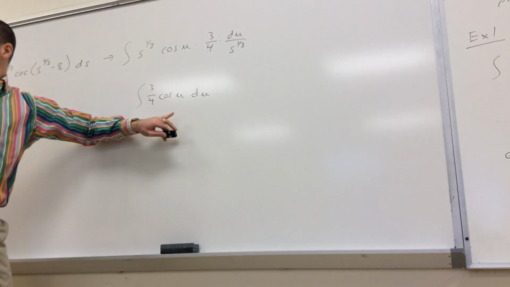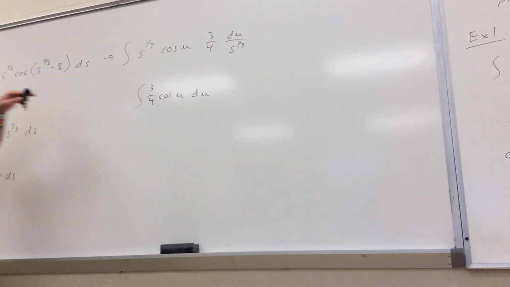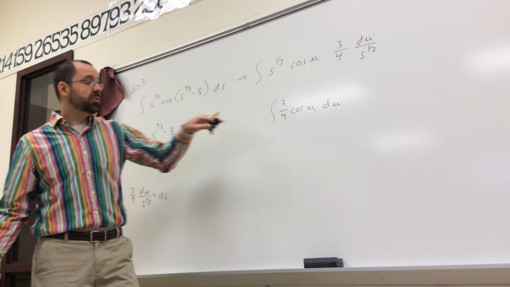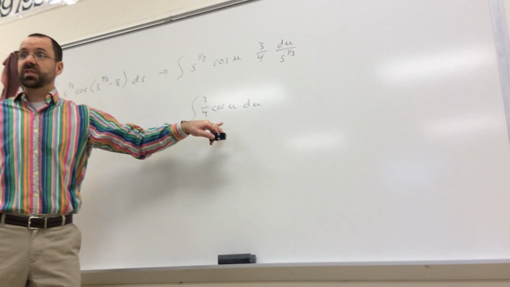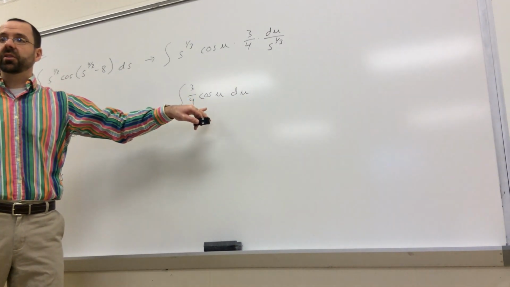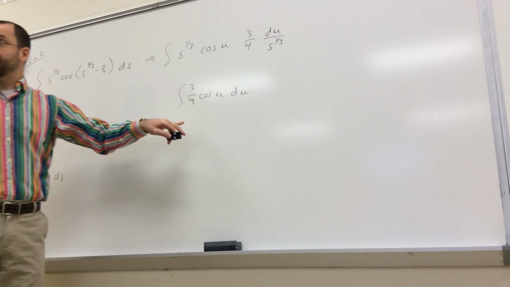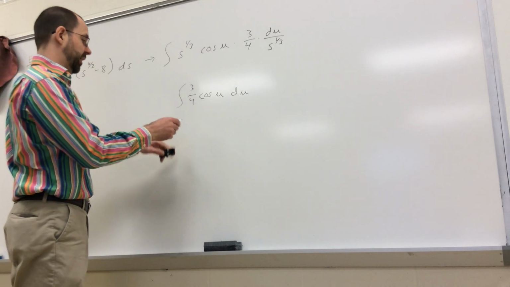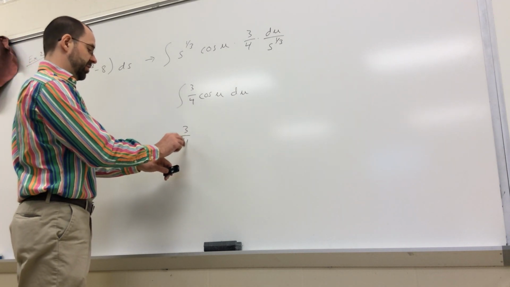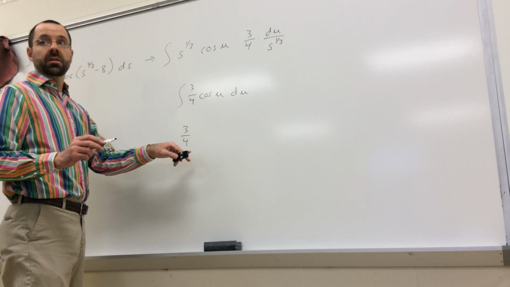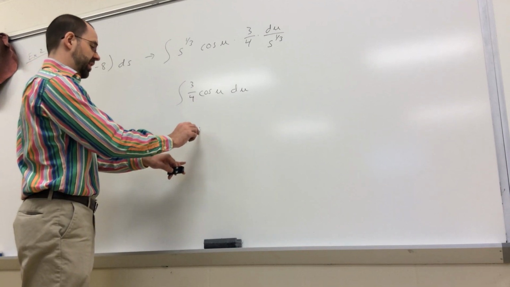So the purpose of u substitution is to transform a tough antiderivative problem into an easier antiderivative problem, and I was successful with that here. This is an easier antiderivative. So now I'm going to go ahead and take the antiderivative, since I've got one that I can deal with. 3/4 is just hanging out, it's just a constant. Antiderivative of cosine is sine.